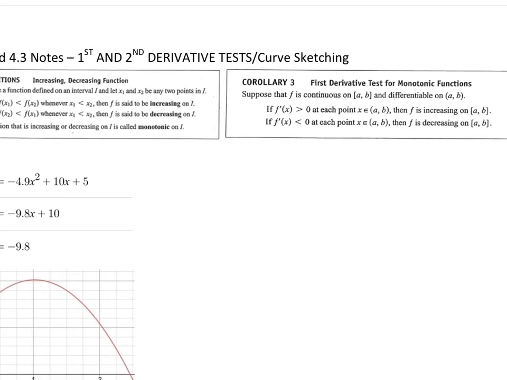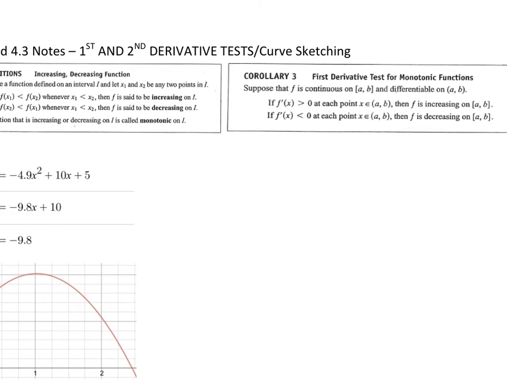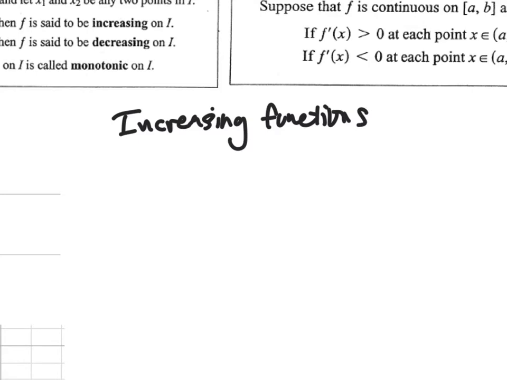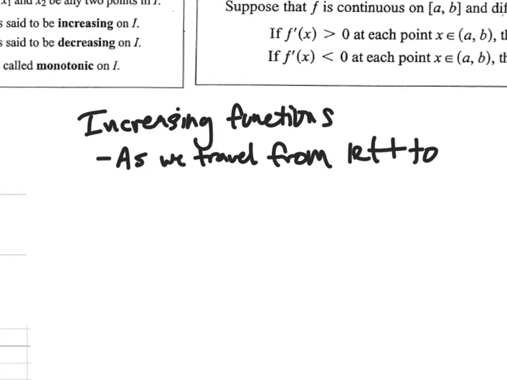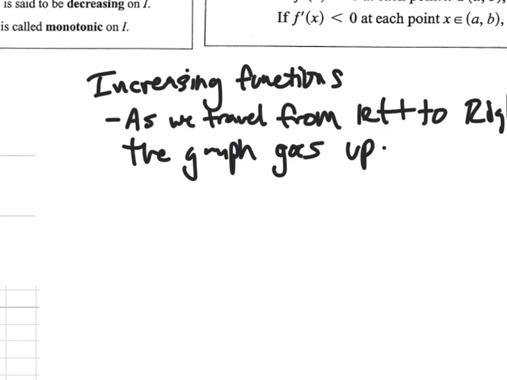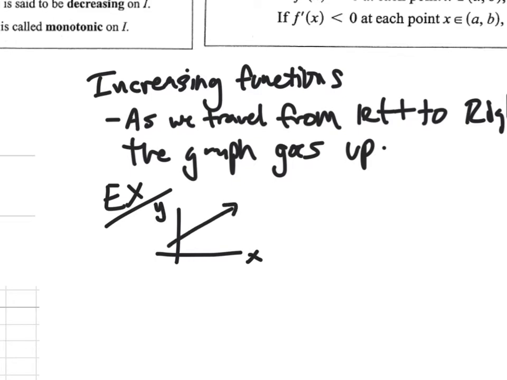But let's talk about something, where a function is either increasing or decreasing. Let's talk about whether a function is increasing. Increasing functions, the way I like to think about it is, as we travel from left to right, the graph goes up, all right? So an example of that is, here's an x-axis, here's a y-axis, our function goes like this, okay? Means that we're increasing. A decreasing function is the opposite, okay?